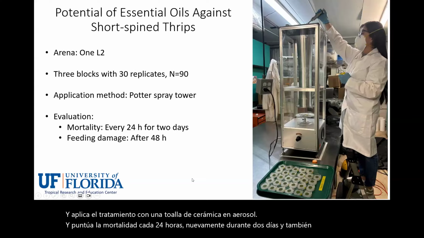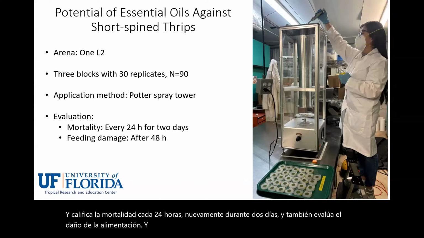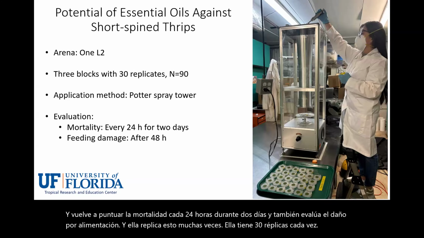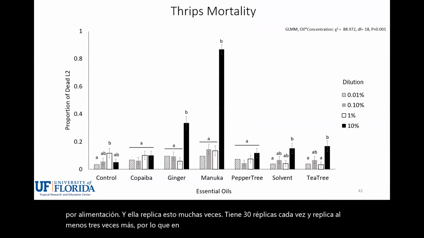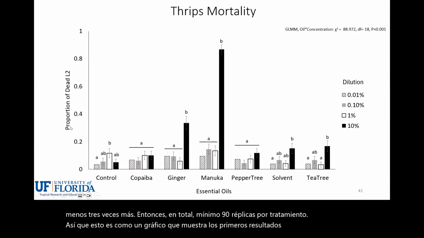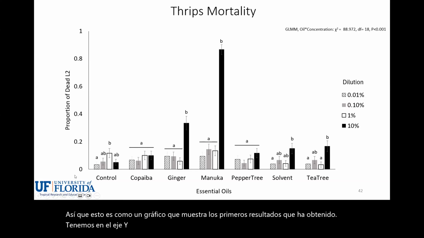And she replicates this many times. She has 30 replicates every time, and she replicates at least 3 times more. So in total, it's a minimum of 90 replicates per treatment. So this is a graph showing the first results that she has obtained. We have on the y-axis the proportion of dead second instar larvae over the different essential oils, as well as the non-treated control and the solvent.